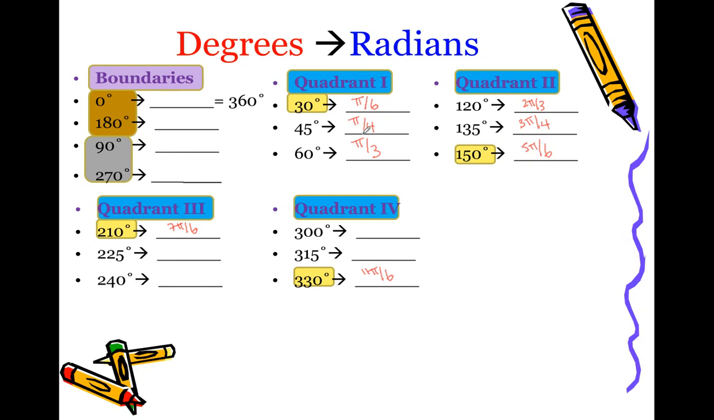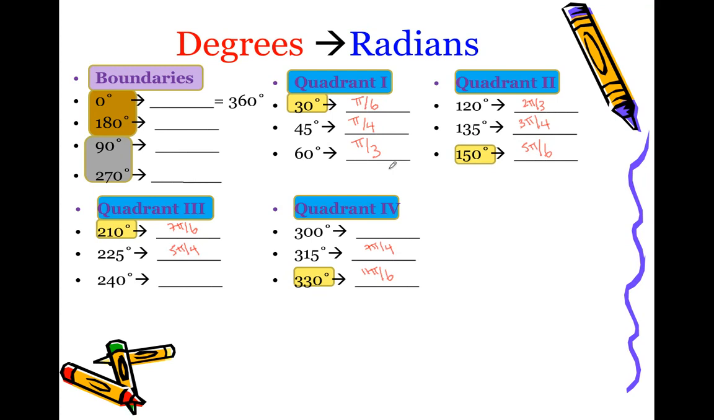Look at these patterns that we're finding. This is 3 pi over 4. This is going to be 5 pi over 4. This is going to be 7 pi over 4. This is pi over 6. This is 5 pi over 6. 7 pi over 6. 11 pi over 6.